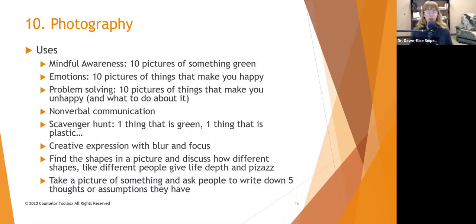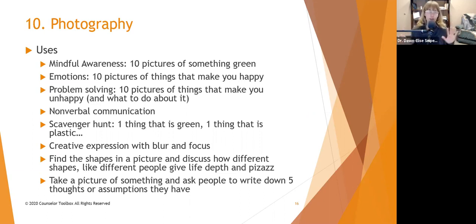You can also take a picture of something and ask people to write down 5 thoughts or assumptions they have about it. Sometimes we make assumptions about how people feel based on their facial expressions. So take a picture of somebody who is resting. They're not posing for the camera.